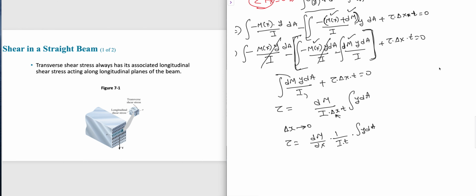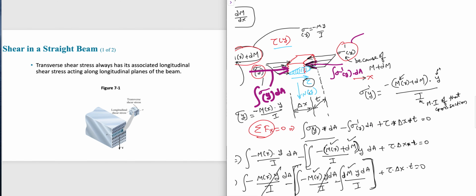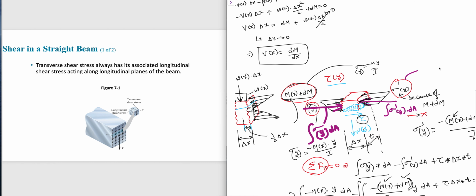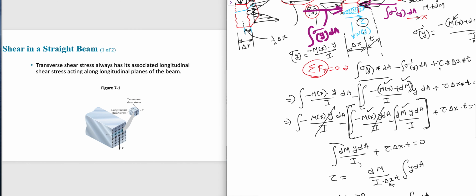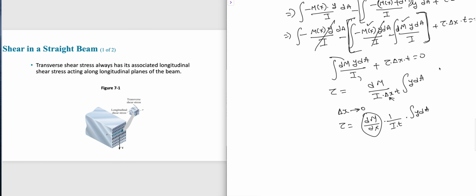What is dm over dx? Majority of you may have already forgotten dm dx. But I asked you, hey, remember, I'm going to bring this. dm dx is nothing but V of x, the shear force at that x cross section. So dm dx, I'm going to write it as tau equal to the shear force at that x cross section times the integral of y dA over it.